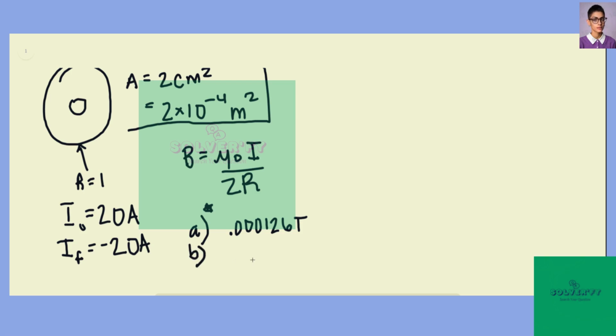After half a second, the magnetic field is 0 because it's halfway through the transition from 20 to minus 20. If the current is 0 at that instant, there's no magnetic field created by the larger loop. Then it asks for the field after 1 second. That's when it's completed its cycle, so that's minus 0.000126 Tesla. It's just reversed its direction.